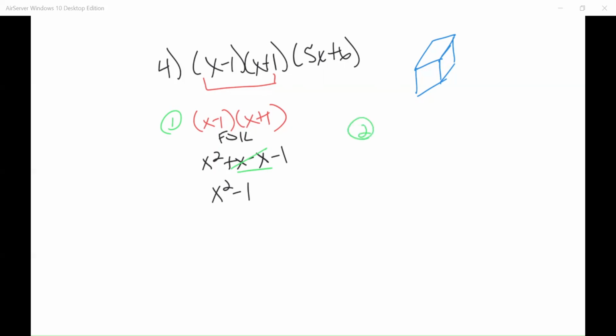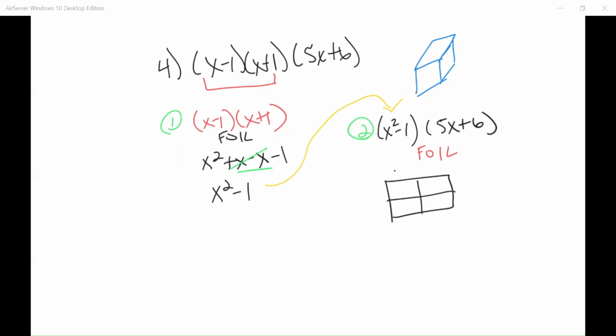So step 2 is, let's take the one we haven't used. We have not used 5x plus 6, and we're going to multiply that by what we just got, which is x squared minus 1. So again, you can draw a box or you can FOIL. I'll show you how to do a 2 by 2 box in case you like to do box. 5x, 6, x squared, and negative 1. Again, multiply cross sections. X squared times 5x is 5x cubed. 5x and negative 1 is negative 5x. X squared times 6 is 6x squared. And 6 times negative 1 is negative 6.